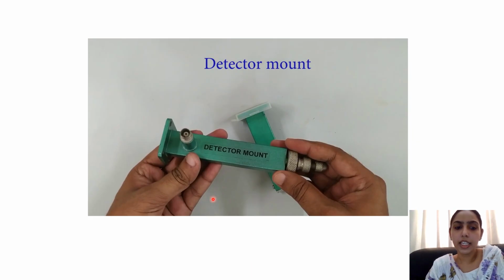Now again, in some cases we may require measuring the power directly. So this is a detector mount. We connect it to the end of the microwave bench, and from this you can attach a cable directly to the VSWR meter.